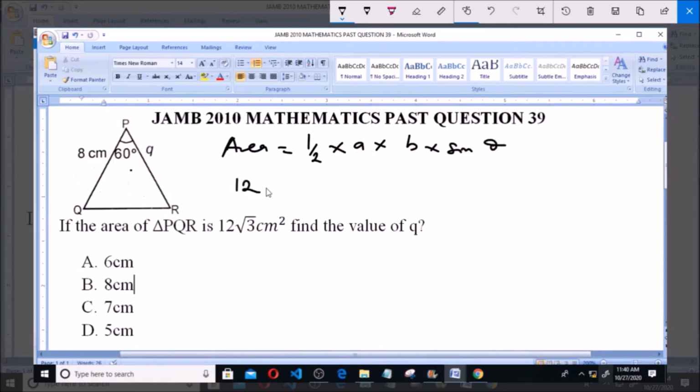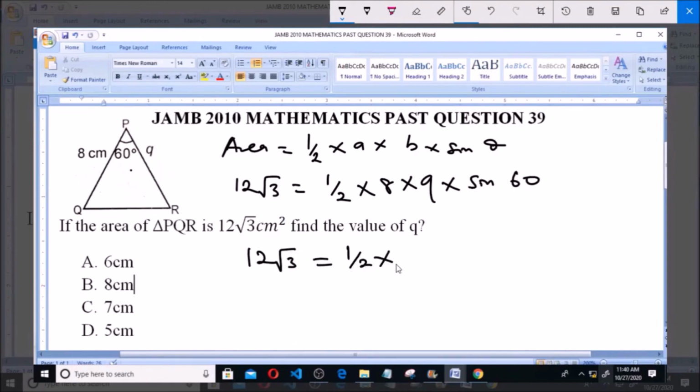So from this we can say the area: 12 root 3 is equal to 1 over 2 multiplied by A, which is 8 cm, multiplied by B. Our B now is Q, then multiply by sine theta. Now sine theta is sine 60. So 12 root 3 is equal to 1 over 2 multiplied by 8 multiplied by sine 60, which is root 3 over 2.